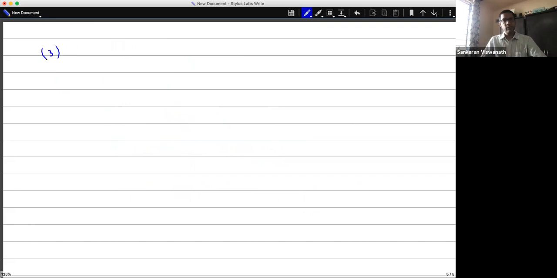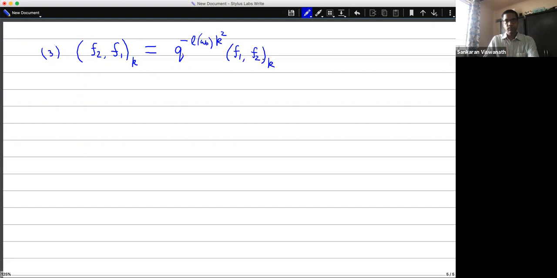And the third property is what happens if you interchange the two, f2, f1. Now there's again a k there. So what do you get? Well, you don't quite get just the bar of F1, F2, but there's a certain power of Q which comes out. Let's just quickly see why this is the case.